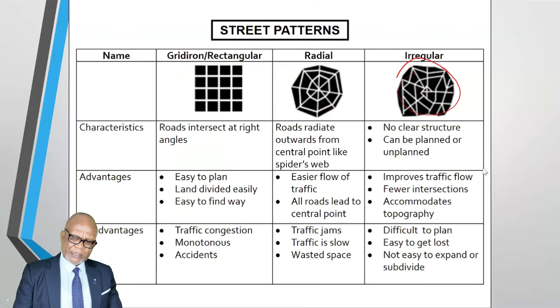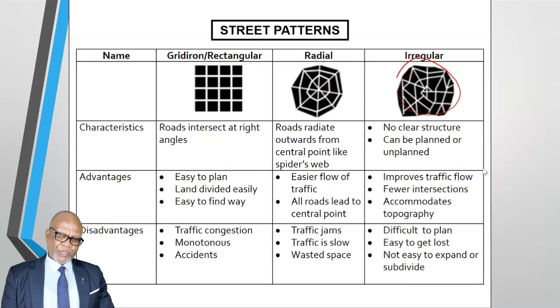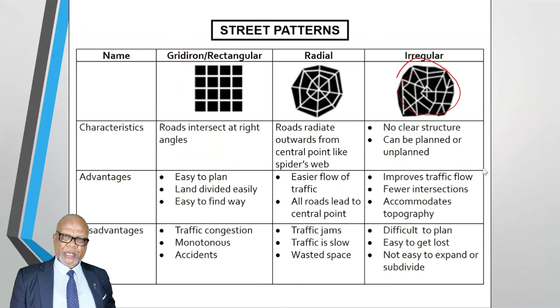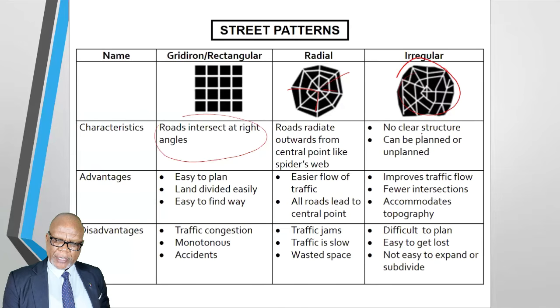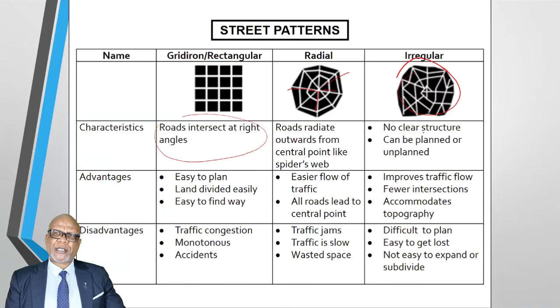Now, let's start first with the characteristics of grid iron pattern. We have main patterns, which is a grid iron or rectangular pattern, radial pattern, and irregular pattern. So what are the characteristics of these patterns? With grid iron, the roads intersect at right angle. And then with radial, the roads radiate, they move away from the central point. And this one has got no clear structure. Like the name says, it is irregular. It does not follow a specific shape.